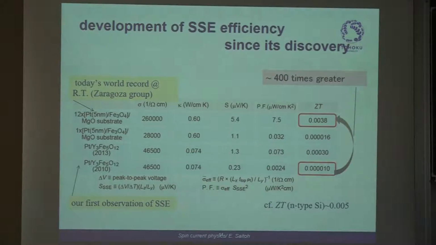Okay, so this is the development of the spin Seebeck effect and efficiency since its discovery. When we found the spin Seebeck effect many years ago, the efficiency was very, very bad. But in about 6 years, it has been improved a lot, about 400 times in terms of ZT factor. Now it is as good as N-type silicon.